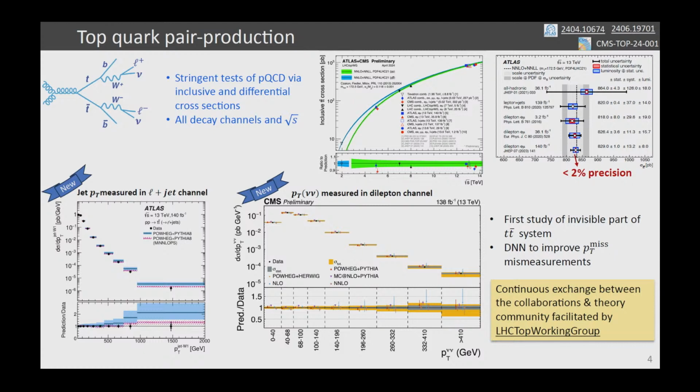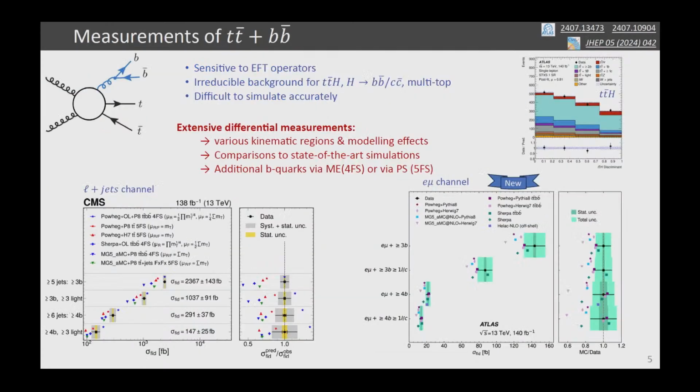CMS instead presented a first study on the invisible part of the TT bar system, basically the dineutrino system, where we use deep neural nets to improve missing ET resolution. And here you see the measured cross-section as a function of pT of the sum of the neutrinos, where we see very nice agreement. In all this, and what follows, there's a continuous and very fruitful exchange between the 2 collaborations and the theory community, facilitated by the LHC top working group.